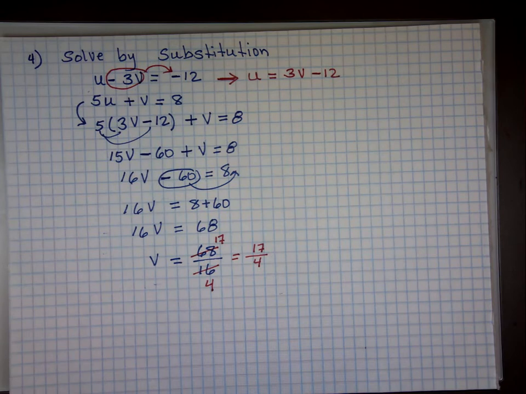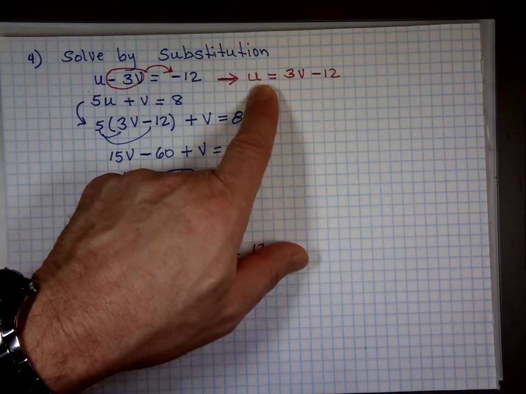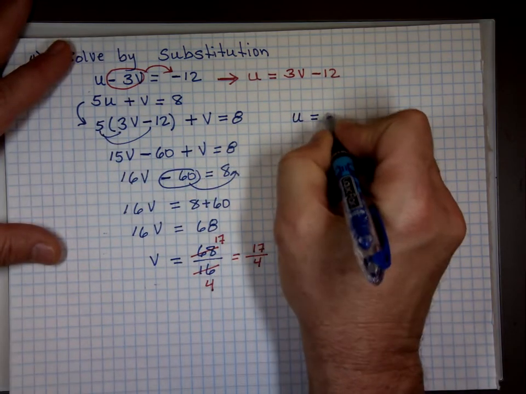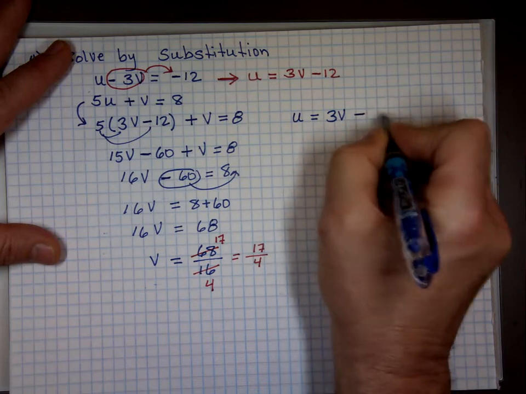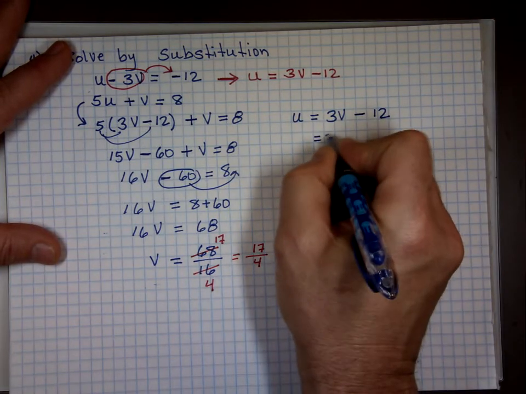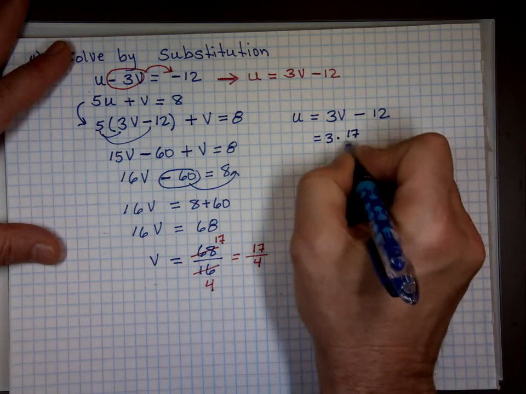Let me solve that one. Let me solve it now for you. Grab one of the equations. Maybe I'll take this one, because that'll make my life a little bit easier. That one. It always says u equal to. U equals 3v minus 12. 3 times v, which is what? 17 over 4.